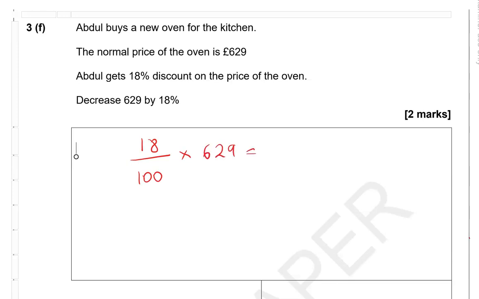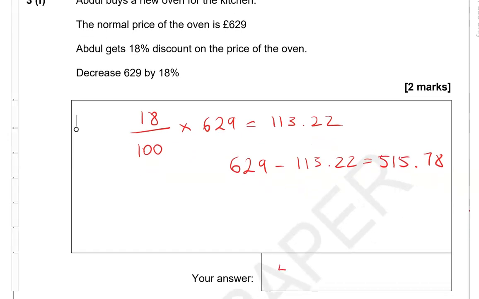So in the calculator, 18 divided by 100 times 629, we get 113.22. Taking that away from 629 gives us 515.78. So that would be the answer.